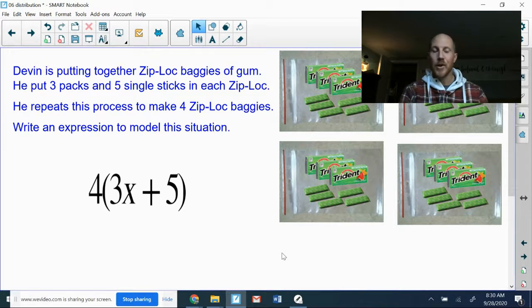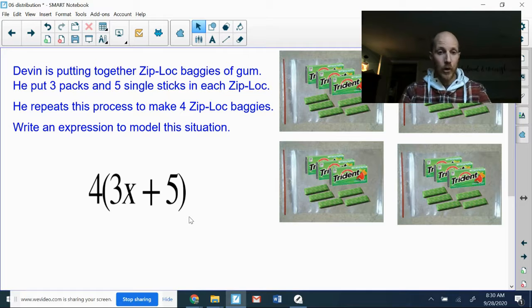Okay, write an expression to model this situation. So we've got pictures here. Here's the algebra expression. Just for clarification, today you will not have to write any of these expressions yourself. There are no story problems. I just want to use this as an example.